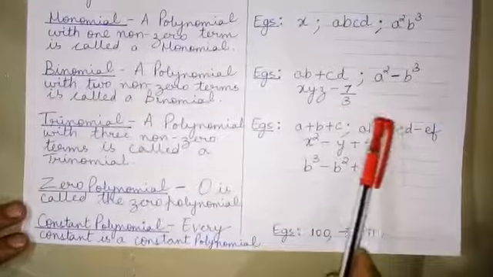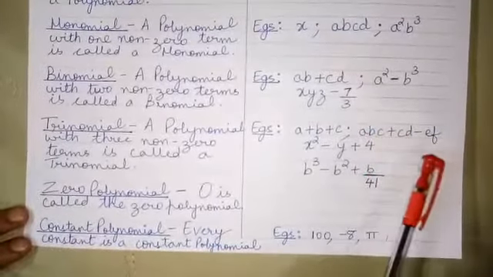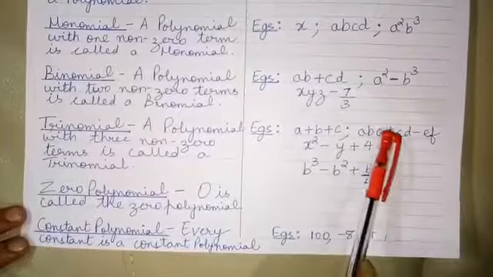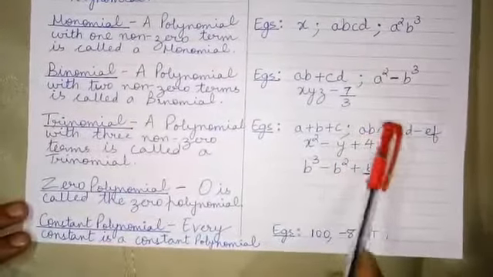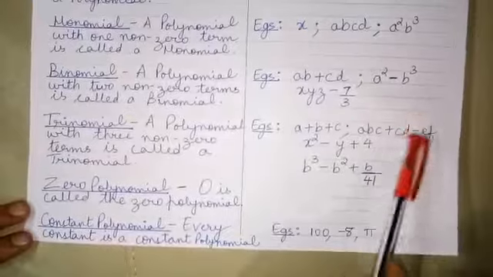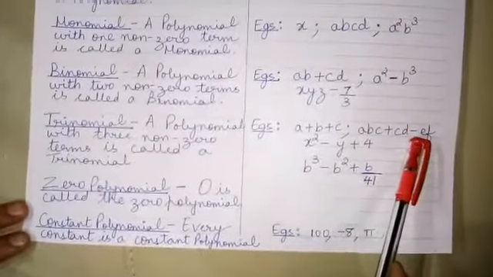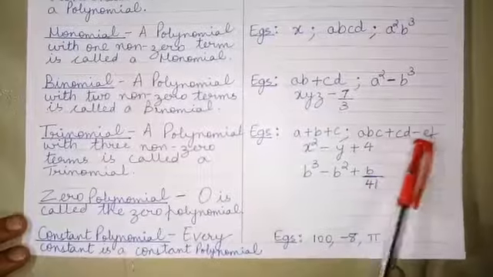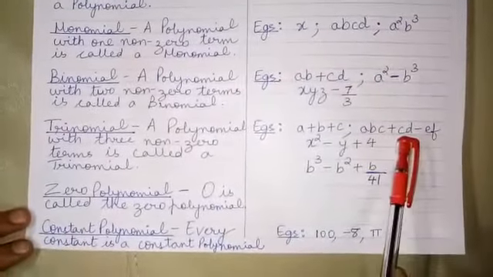Remember, ABC is one term. Terms are separated by a plus or a minus sign. ABC is not separated by a plus or a minus sign. So, ABC is one term. CD is also one term. EF is one term. The separators are the plus or the minus sign. So, this polynomial has three terms and hence it's a trinomial.